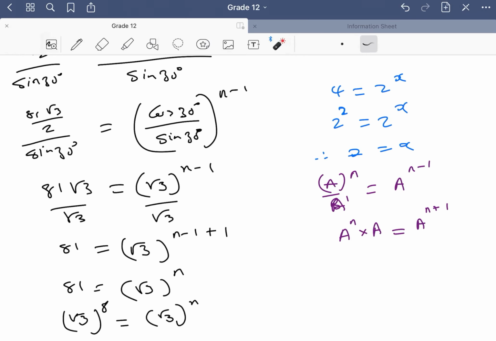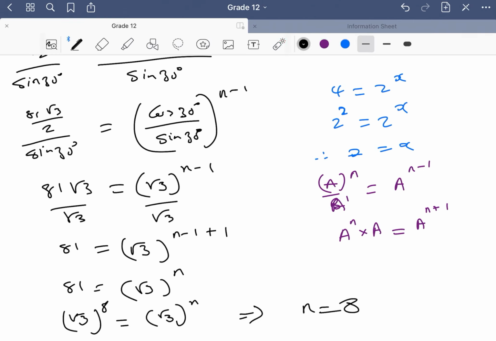Now what's happening? Bases are the same. So if bases are the same, then the exponents are equal, so you get n is equal to 8.